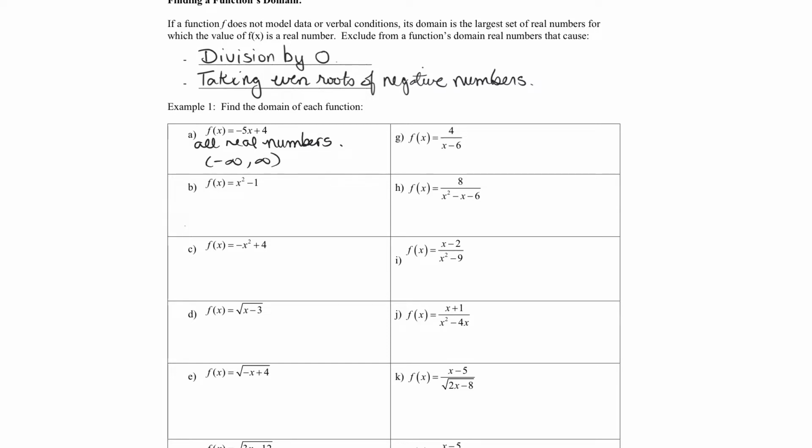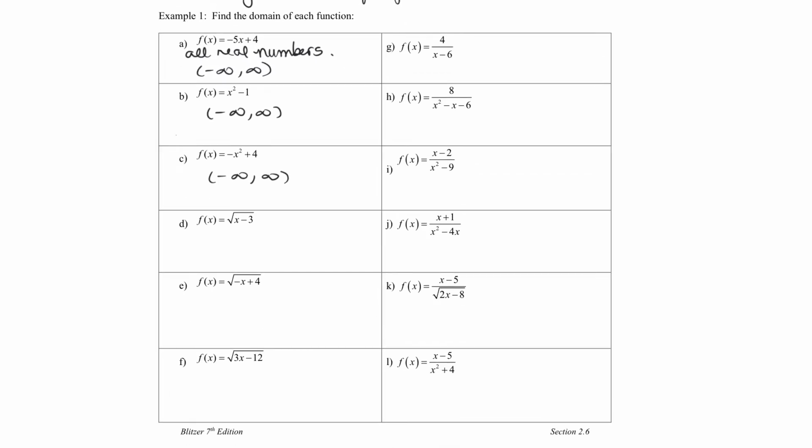Part B is a quadratic function. We know the domain of that is all real numbers. Part C is another quadratic function. The domain is all real numbers. But when we get to part D, we get to the first one where we have to give a little more thought to this particular problem, right?